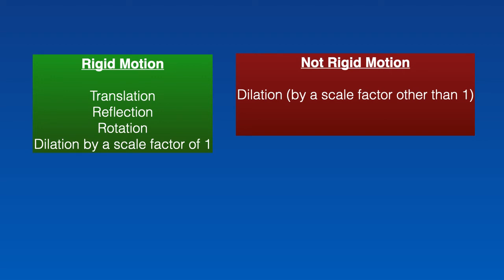is rigid motion. In order to be not rigid motion, it has to be a dilation by a scale factor other than 1. It could be a number smaller than 1 or bigger than 1. But as long as you're dilating by a scale factor that's not 1, your pre-image will not be the same size and it will not be rigid motion. All right, so the next couple questions are all about this, so keep that in mind.